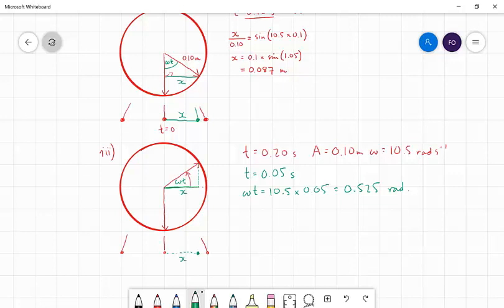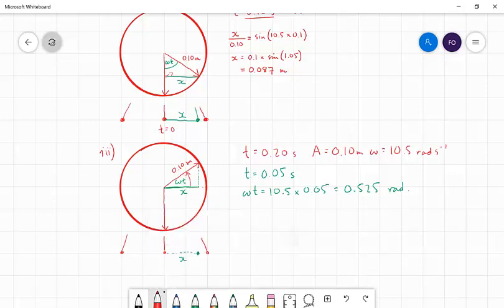Okay, so now this is the adjacent side of the triangle. We know that the amplitude is 0.10, that's the length of the phasor. And so we know we want the adjacent side, we know the hypotenuse. This is going to be a cosine. So we can say 0.1 over x. No, it's the other way around. It's adjacent over hypotenuse, so let's do that again.